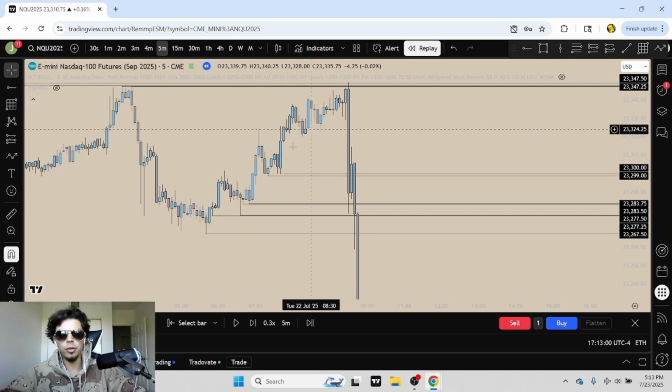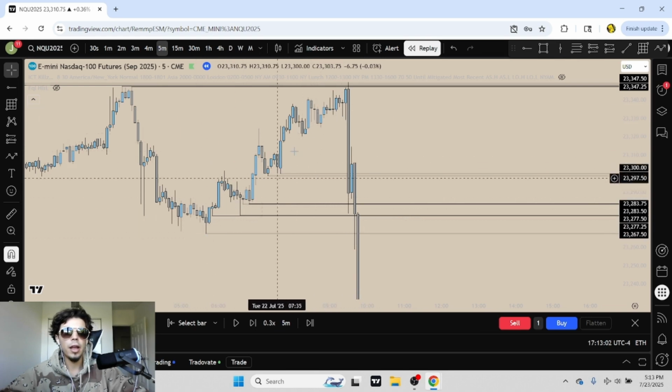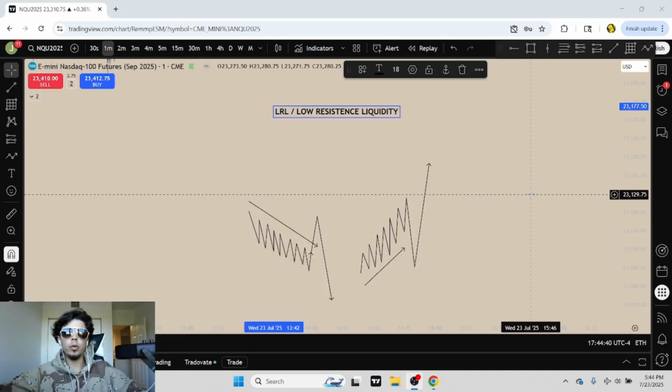all this trend line liquidity right here, which is actually low resistance liquidity, and we will get into that literally right now. Now, jumping into our final topic, we are going to be talking about LRL, or low resistance liquidity, right?